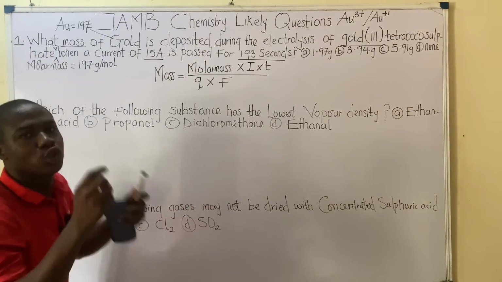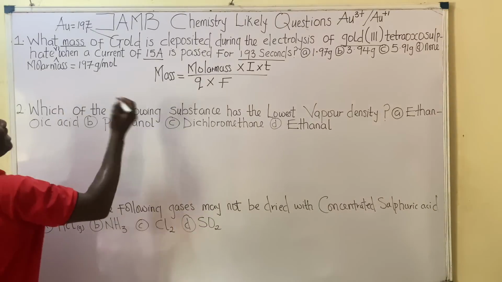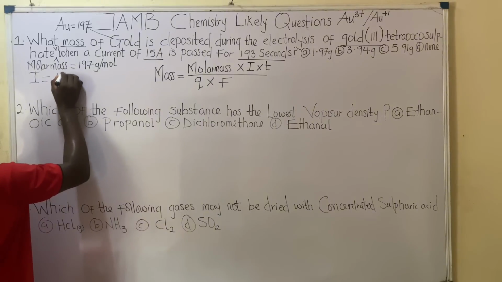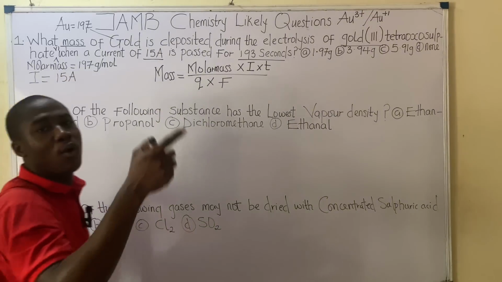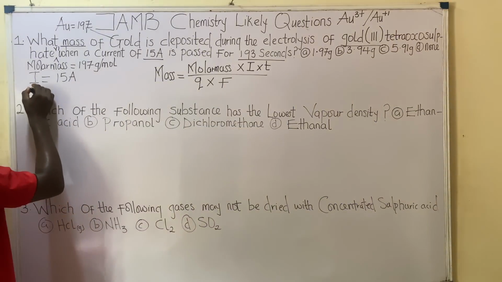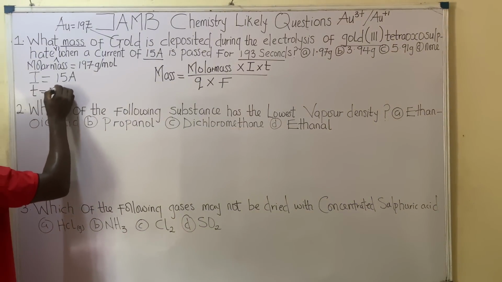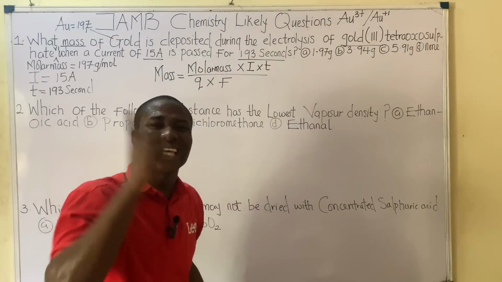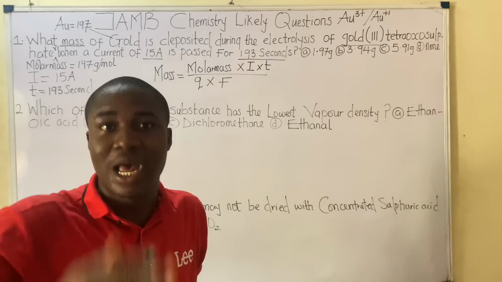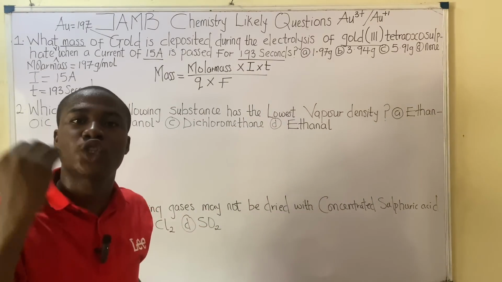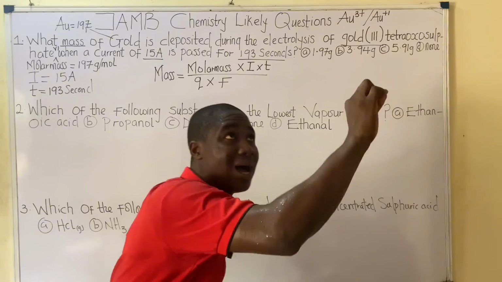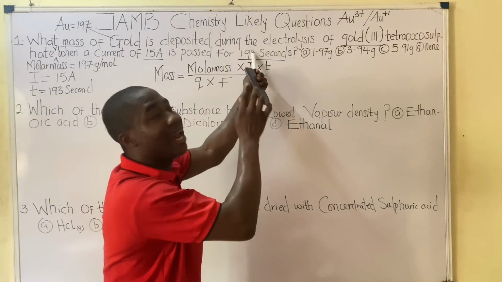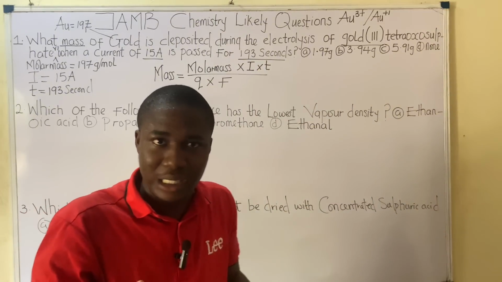When a current, remember current is symbolized as I, and it was 15 amperes, 15 A. It's passed for 193 seconds, so the time, T, is 193 seconds. Note this, whenever you have to input any value for time, the time must always be in seconds. Let us say the time was in hours. Make sure you convert to seconds. And how do you convert hours to seconds? You multiply 60 times 60 with the value for the hour they give to you. It's actually very easy.